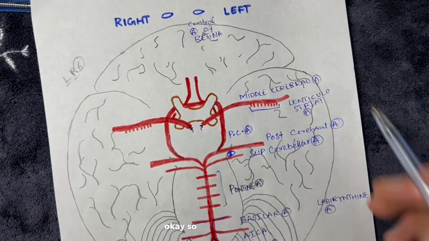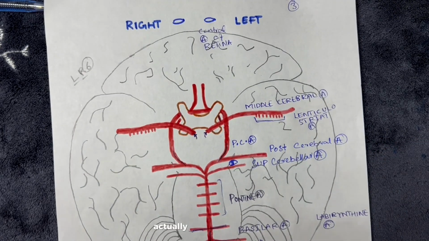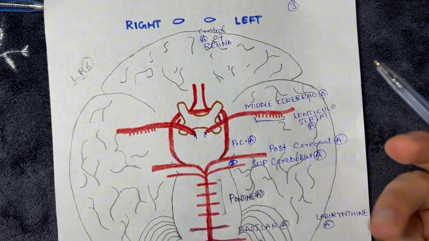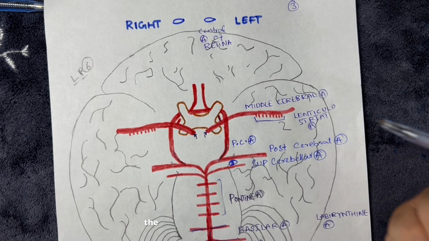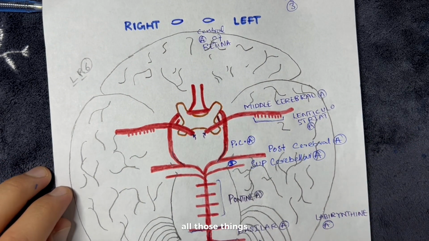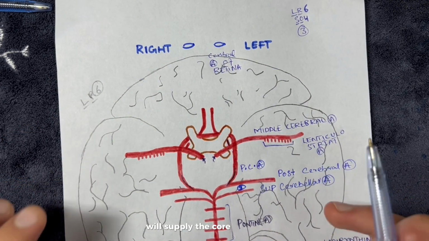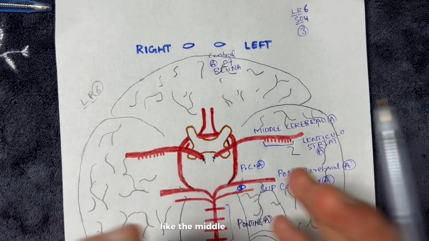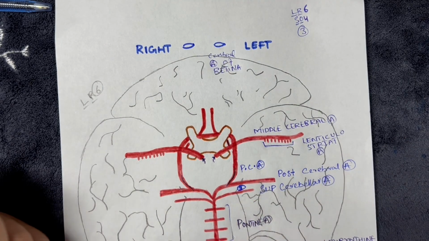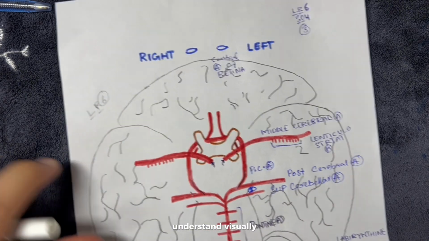Okay, so lenticulostriate artery, these will supply the internal capsule, the putamen, the globus pallidus, and the caudate nucleus, etc. All those structures near the midbrain. The middle cerebral artery will supply the core of the brain, like the middle part. In the end I'll show you a diagram to make you understand visually.